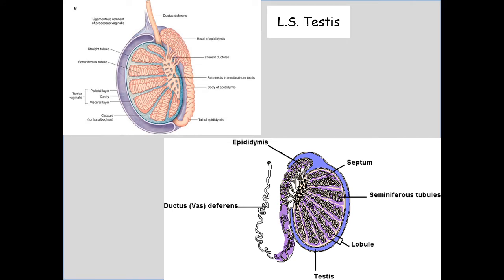Then the testes are connected to a structure called the rete testis, and the rete testis is connected to the efferent ductules. From these efferent ductules the sperm travel toward the epididymis, and from the epididymis it goes to the vasa deferentia, or the vas deferens.